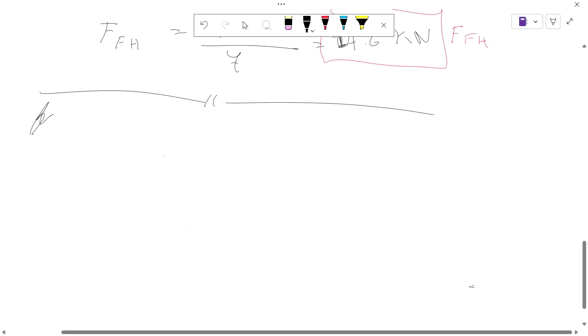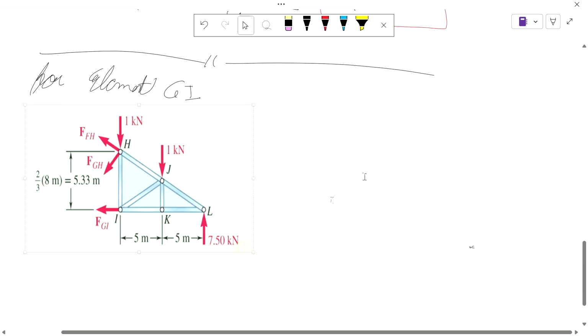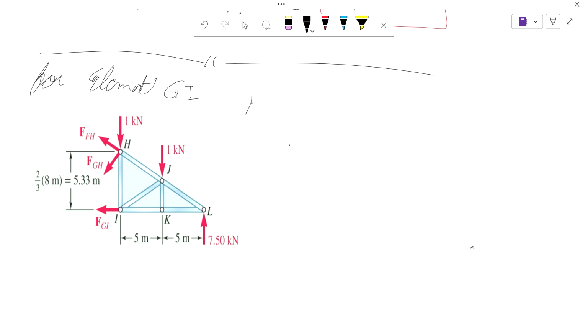Now, let's consider element G to I. So let's bring the same diagram, or the same free body diagram. And now let's do the forces at G to H to I. So force from G to I. So the first one we're going to do is G to I. So this one should be pretty simple. For this one, we can actually see if we can find the force without doing any complicated equations.